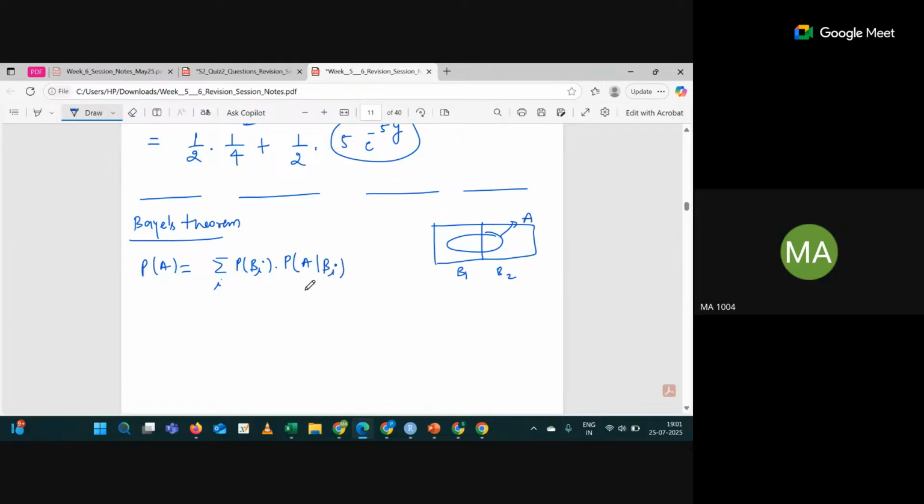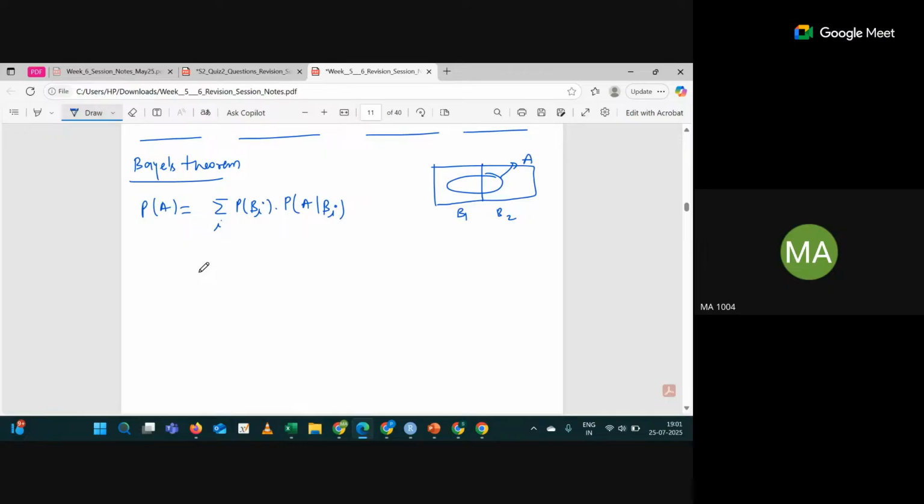Correct? Now, the question is, by using the Bayes theorem, what is the probability, given that A has occurred, that it's from B1? This is something I can write as probability of B1 intersection A divided by probability of A. Would you agree with me? And the numerator part, I can write probability of B1 into probability of A given B1 by the multiplication rule. Yes or no? And divide by probability of A. Correct?